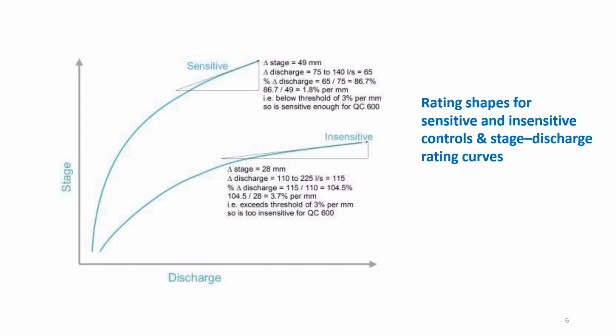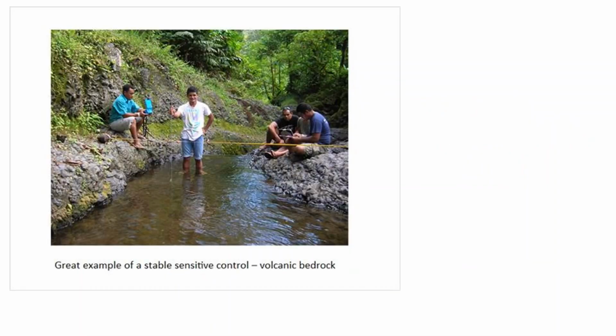But something to keep in mind is the sensitivity of the rating shape. What we're after is a sensitive relationship between the stage and the discharge, not insensitive. Because when it's insensitive, it means that with a small change in stage, there's a large change in flow. So you might only have a few millimeters change in stage, but you might have tens, maybe 100 cumecs in a big river change in flow. So that's not sensitive. So sensitive controls are the best. So let's have a look at a few coming up.